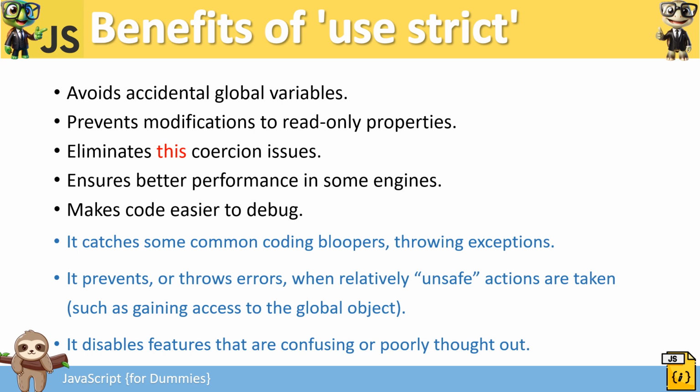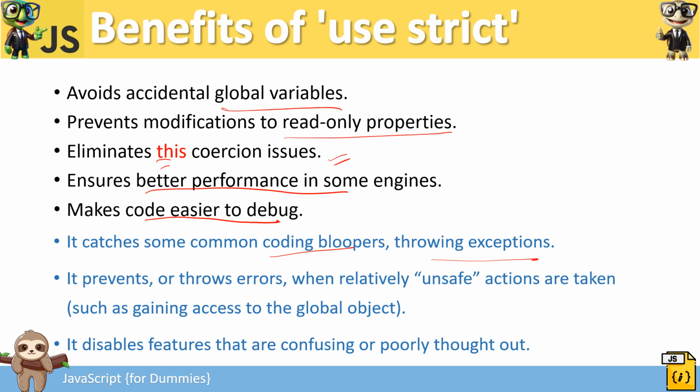Benefits of using use strict: it avoids accidental global variables, it prevents modification of read-only properties, it eliminates the this coercion issue. Again, we're going to talk about this in a moment later on. It ensures better performance in some engines, some browser engines as well. It makes code easier to debug because you know that you're following stricter rules. So any errors, any issues, you can very easily come to it. It catches some common coding bloopers, throwing exceptions at those times, just like I mentioned right now.